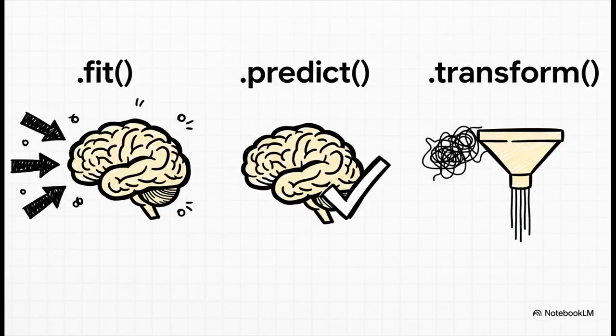And this consistency, it's Scikit-Learn's absolute superpower. I mean, look at these 3 methods. .fit tells the estimator to learn. .predict, ask it to make a guess. And .transform tells it to change the data. It's kind of like learning how to drive a car. Once you know the gas, the brake, and the steering wheel, you can drive almost any car out there. You master these 3 commands, you've unlocked the whole library.